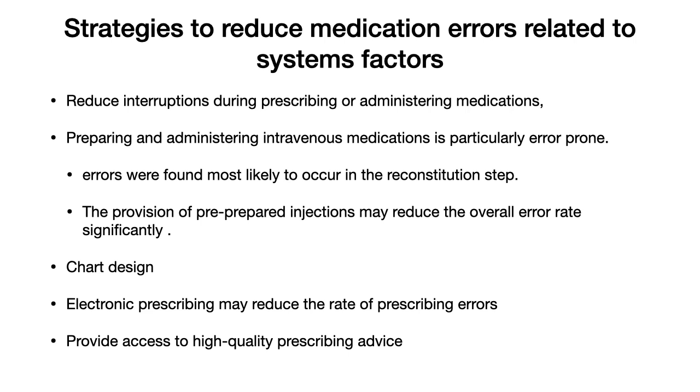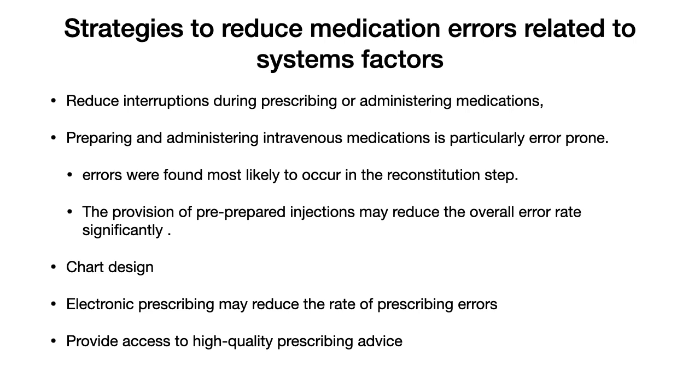We have to work on the system factors and reduce interruption. We should have a noise-free area without interruption when we are prescribing and administering medication. Preparation and administering of intravenous solutions are more prone to error. If we can move the reconstitution to the pharmacy, we can implement the forcing step and reduce the risk of doing wrong here. The provision of pre-prepared injections may reduce the overall error rate significantly.